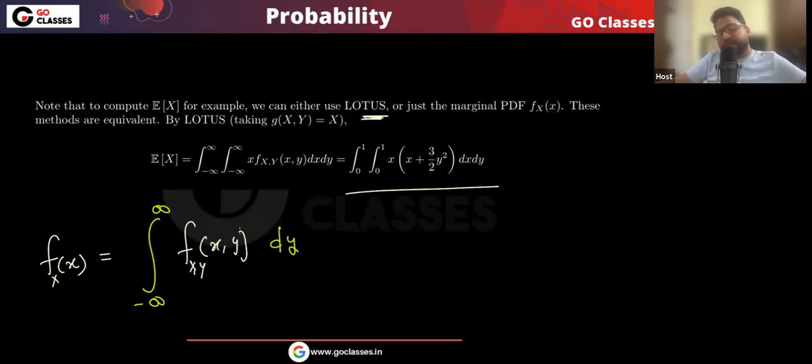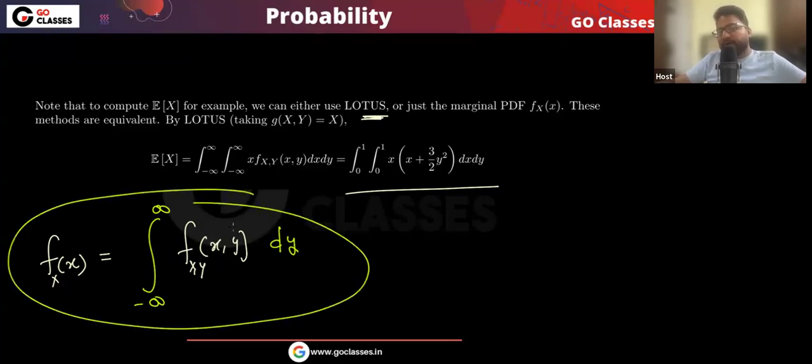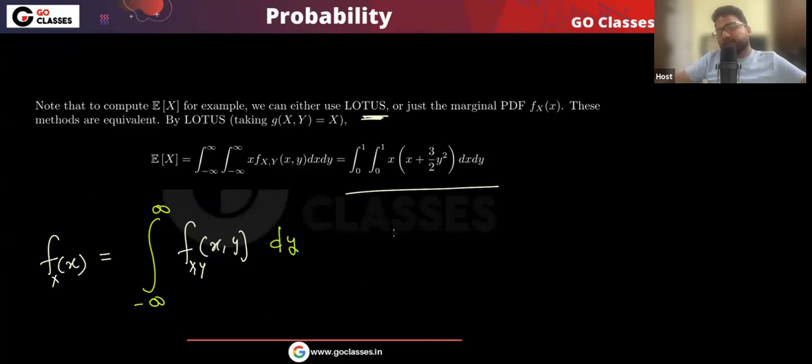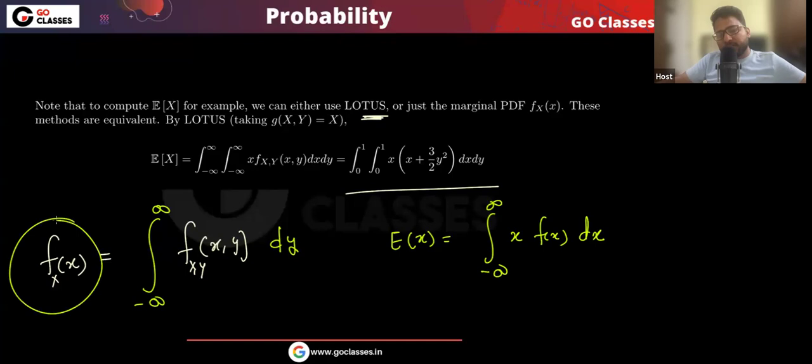So let's just find the marginal PDF. And once we have the marginal PDF, then we can find the expectation of x as the integration from minus infinity to infinity of x into f x dx. Just a single integration here. So we can go this way also, which means first find this and then find the expectation of x.